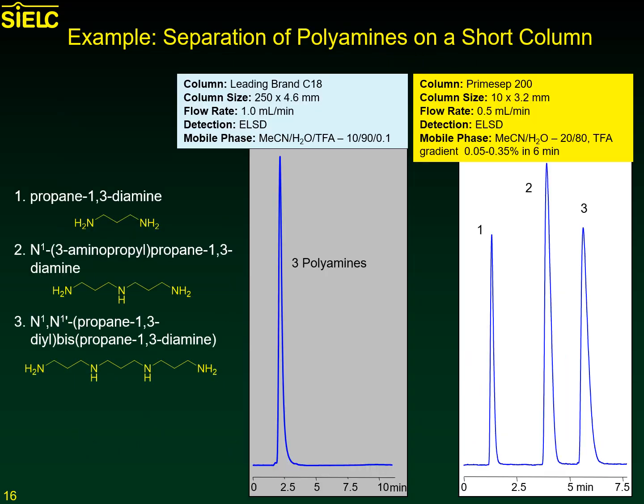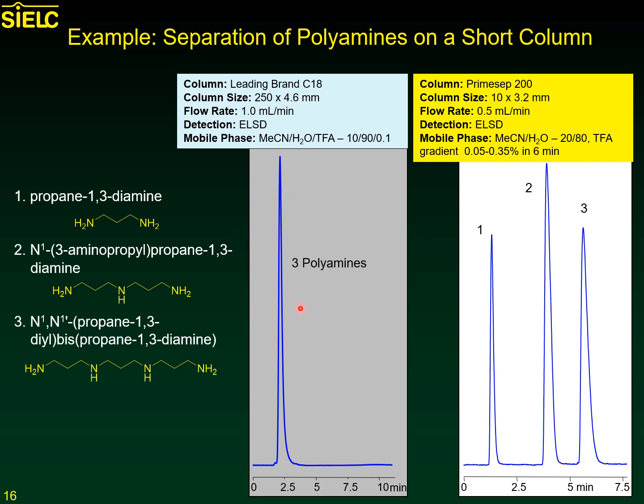In this example, we are showing the separation of three different polyamino compounds. These compounds differ in structure by the count of amino groups that they have, and subsequently, the number of alkyl chains branching between the different amino groups. If we were to try to separate these three compounds on a standard C18 column, they would all elute as about the same peak or signal.